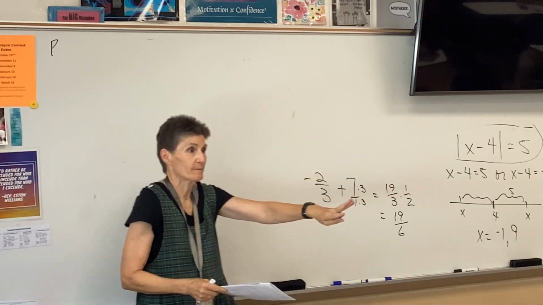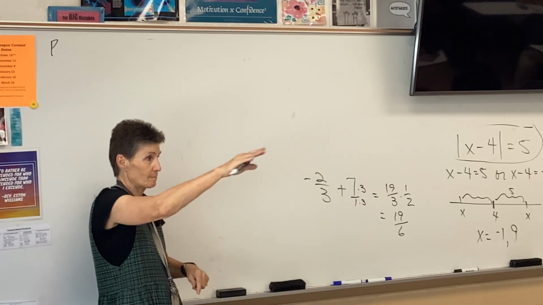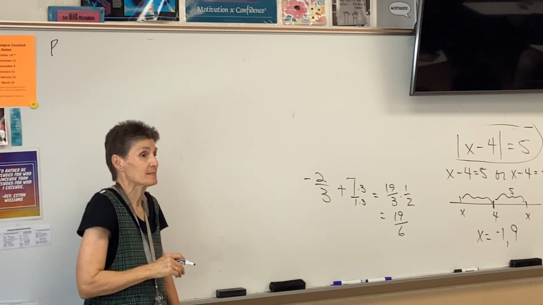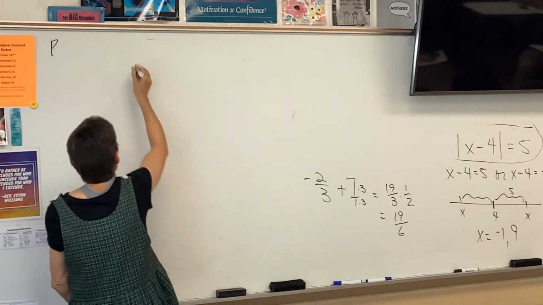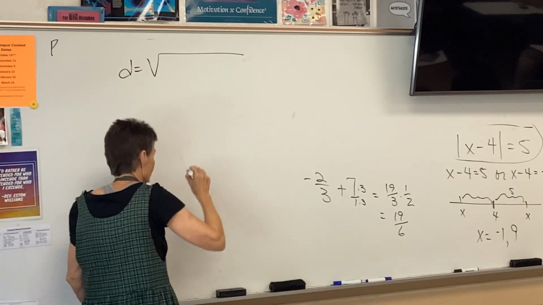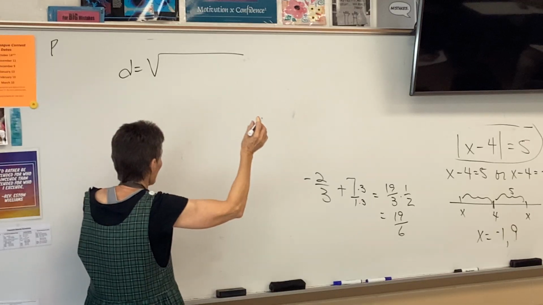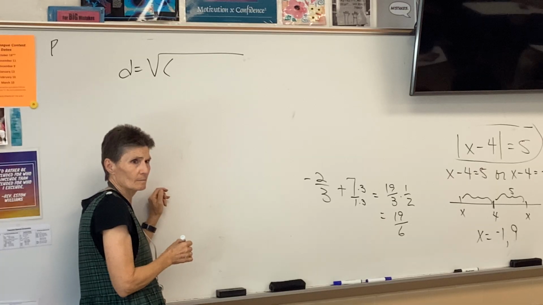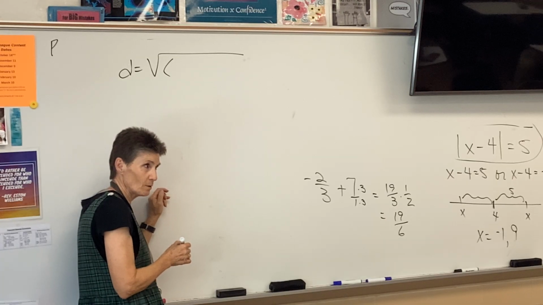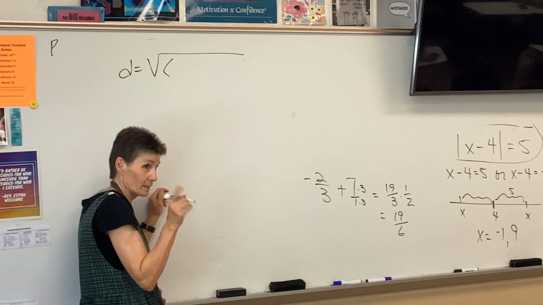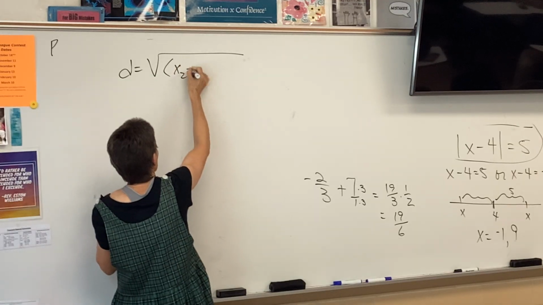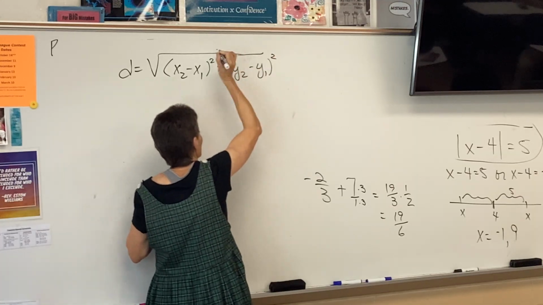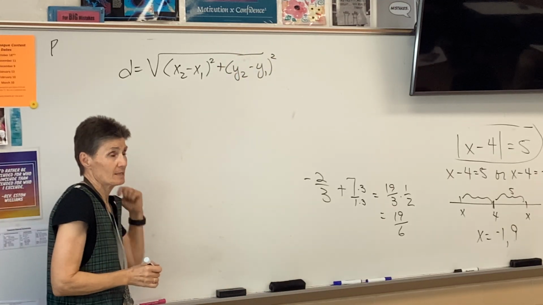What we just did was on the number line. Now we're going into two dimensions. Anybody remember the distance formula? We gotta know how to find distance and midpoint. Okay, we get it down because you gotta know it. The square root of (x2 minus x1) squared plus (y2 minus y1) squared. Does that look familiar? That's your distance formula.